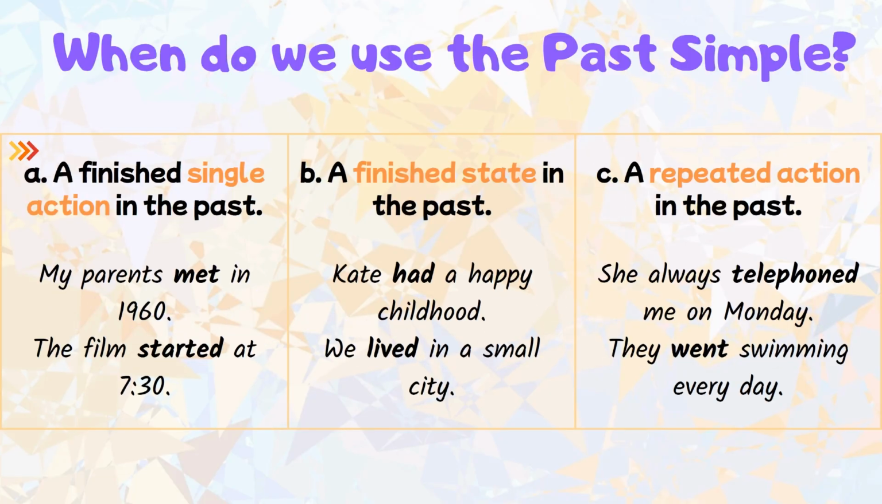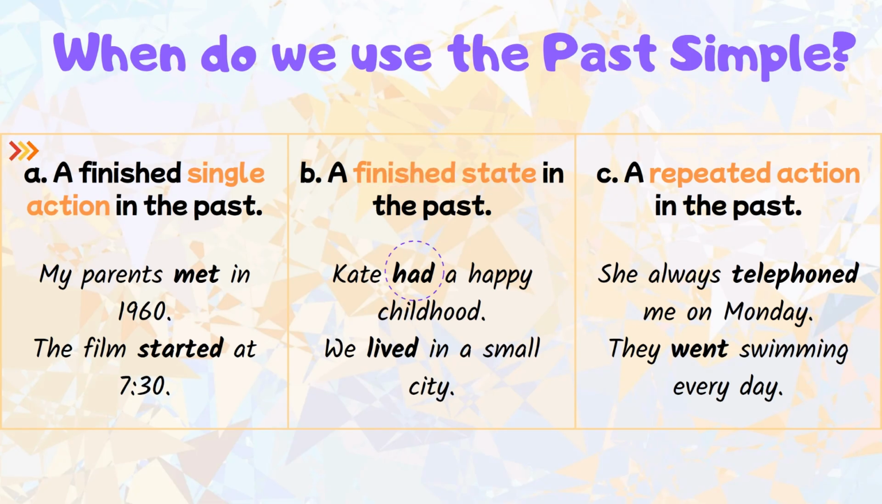And the next thing we're going to talk about is when do we actually use the past simple? And here comes the confusion. The first use is when we speak about a finished action in the past. Notice we have to say when it happened. For example, my parents met when? In 1960. The film started when? At 7:30.